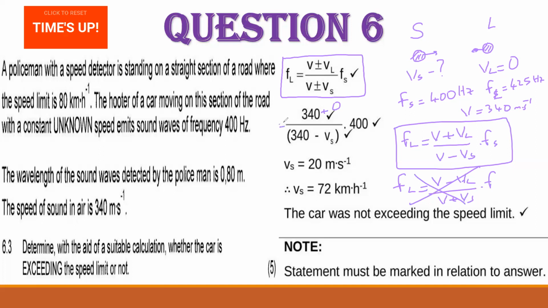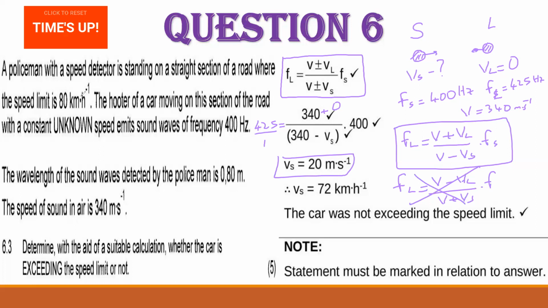So what was the FL? They didn't write it here. It is 425. 425 equals 340 over 340 minus VS. From now, it's easy to calculate VS, right? Just make a cross multiplication, from now it's maths. You can calculate it. You are getting 20 meters per second.